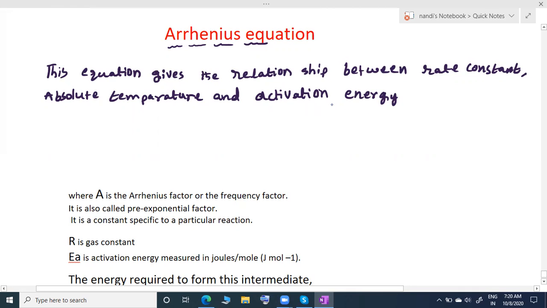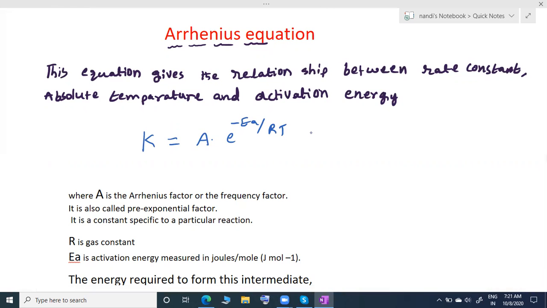We know that by changing temperature, the rate of reaction is going to increase. So what is the quantitative relationship? How to calculate, when temperature changes, how the rate constant also changes? How much does it increase, how much does it decrease? That is what we are going to calculate. That quantitative relationship is given by Arrhenius. That equation is k equal to A into e to the power minus Ea by RT.